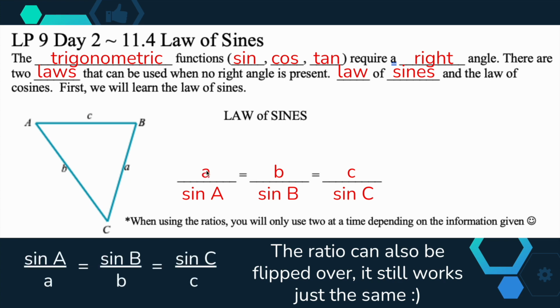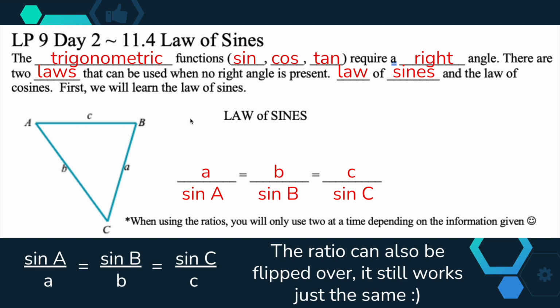So we can see that there's this ratio: side a over the sine of angle A, side b over sine of angle B, side c over sine of angle C. Now remember, the angles are capital and the sides are lowercase and they're across from each other. So angle C is capital C and that's across from lowercase c. Same thing with capital A, that's across from lowercase a. B is across from lowercase b. So they do that on purpose.